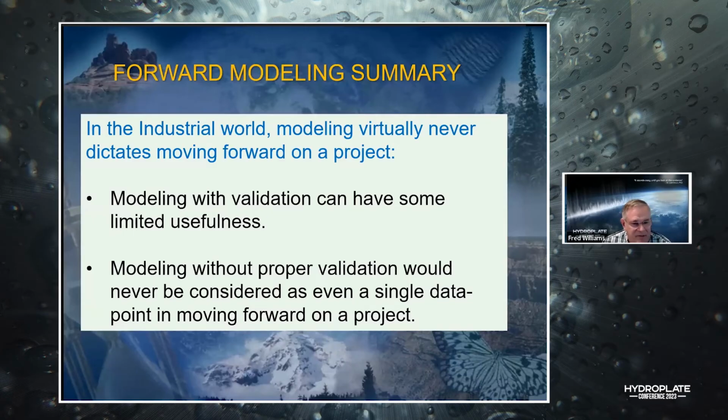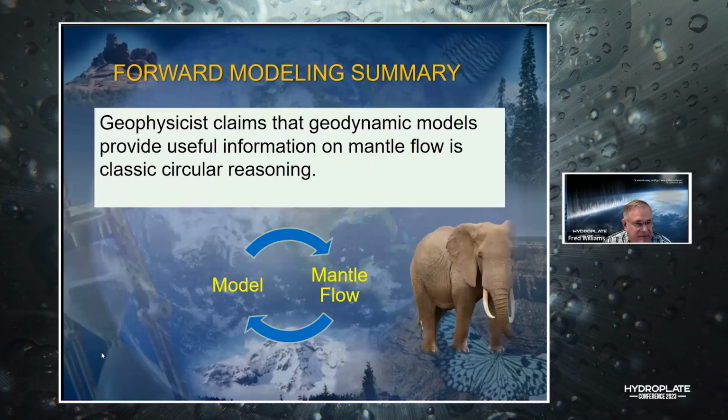A model that does not have proper validation, like if you use seismic tomography, or even worse, Baumgartner's model that relies on miracles, neither one would ever be considered as even a single data point for moving forward on a project, if you can't validate it. They would be too unreliable. It's a problem with an aspect of geophysics that you can't just say that's all we've got. It's a problem you just can't get rid of. It can't be denied. So geophysicists claim that geodynamic models provide useful information on mantle flow. It's classic circular reasoning.